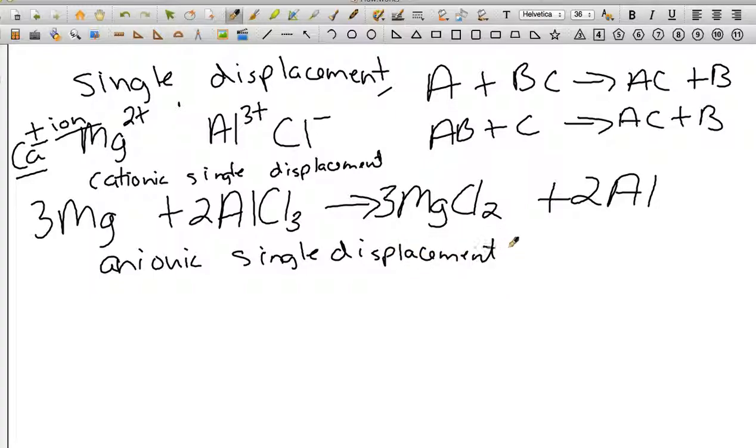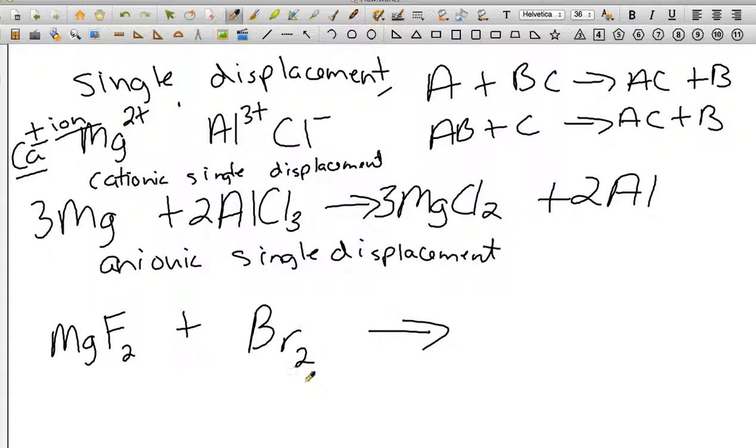Anionic single displacement is going to be when we have 2 negatives. So let's see, magnesium fluoride, so MgF2. This is a reaction that typically would not work at all in the real chemistry world, so don't hold it against me, but I promise this doesn't work. And then we're going to make this bromide, and bromine is a diatom, so he's going to be a 2. This is bothering me that I gave you one that doesn't work, but it's okay. You'll see what I mean.